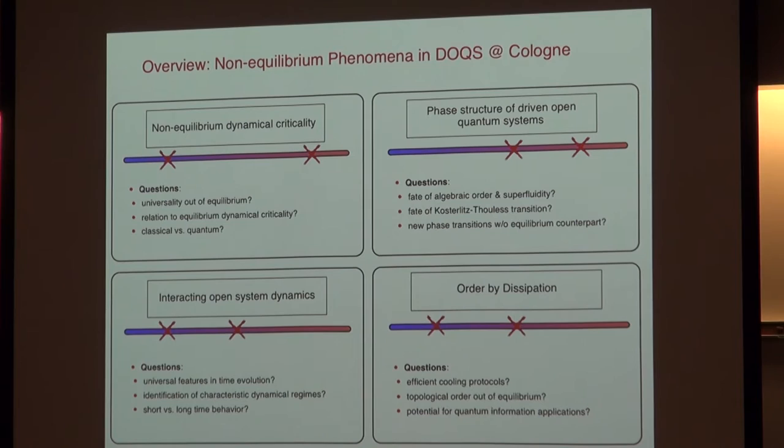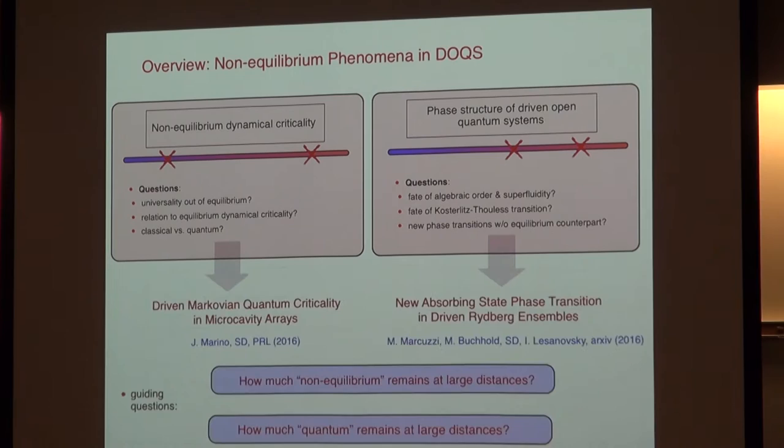Today, I would like to focus on these two topics. In particular, I will speak about an analog of quantum critical behavior, which may have a realization in microcavity arrays. And I will focus on a new absorbing state phase transition.